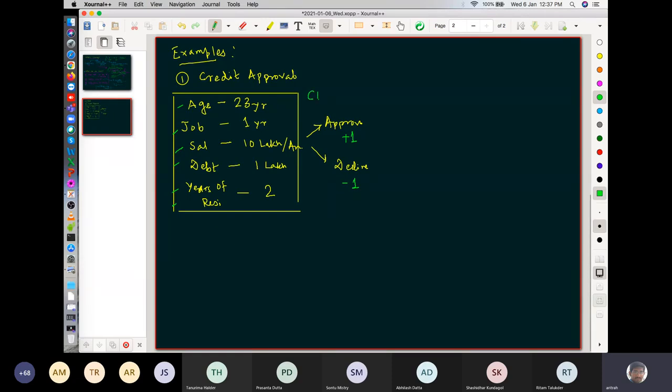So we call such a problem a classification problem. Depending on the input attributes and their values, I want to classify whether I will pass it or fail it. So here, as you can see, your X is the attribute set: X1 is age, X2 is job, and so on. But your Y is nothing but +1 or -1, either accepted or denied. So in the machine learning domain, we call these kinds of problems classification problems.